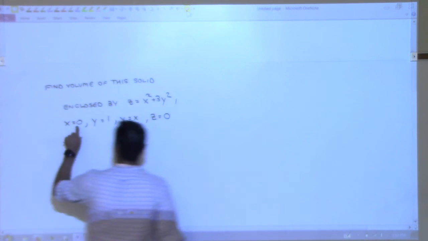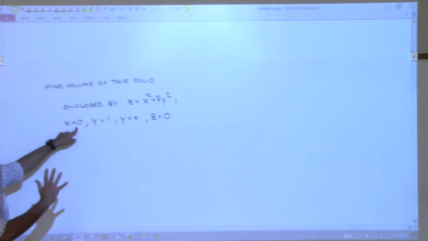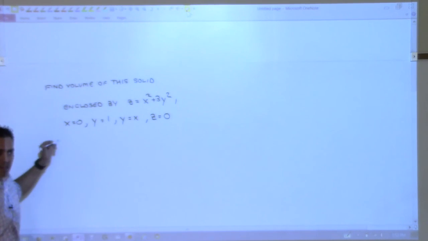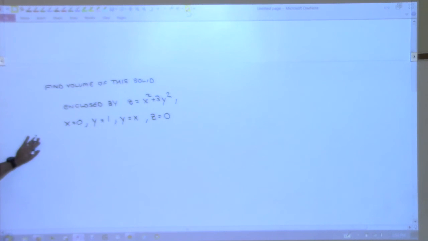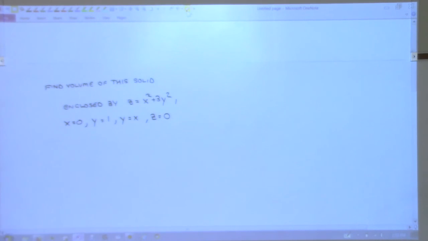X equals 0, right, is the YZ plane. So that's one of the walls. Z equals 0 is the XY plane, so that's the ground. Y equals 1 is a plane, isn't it? So back in our picture here, y equals 1 means go out this way 1, right? And hold that constant, so it's a plane that goes like this, back that way. That's y equals 1.